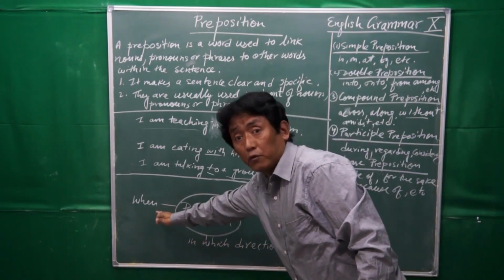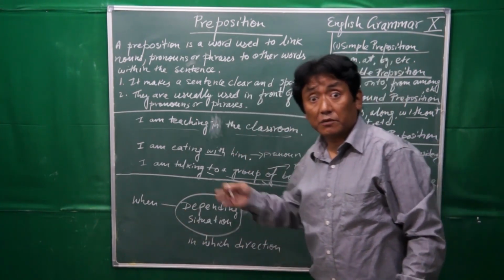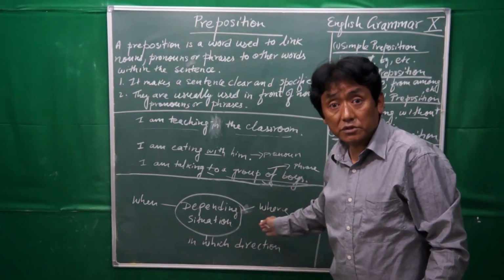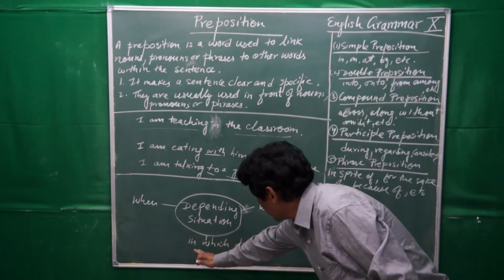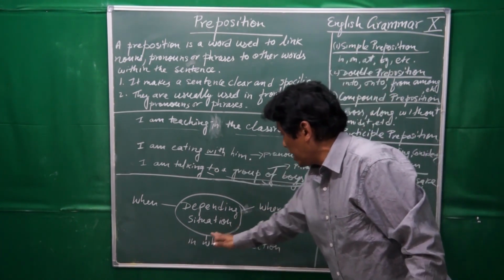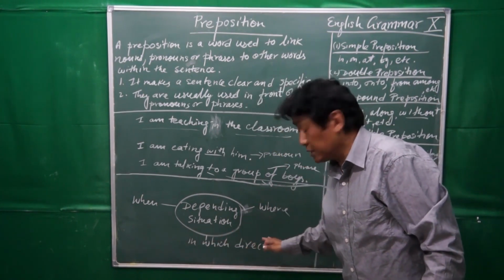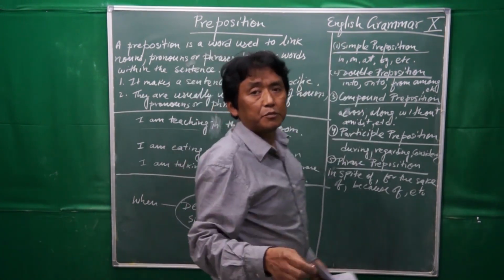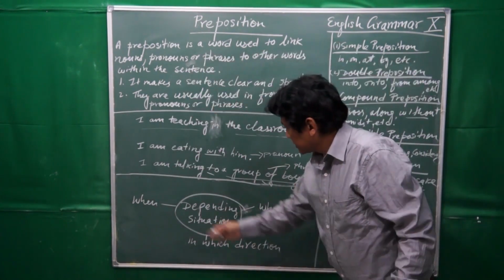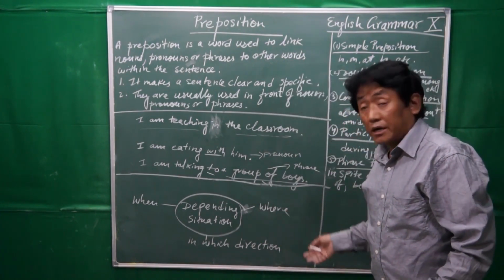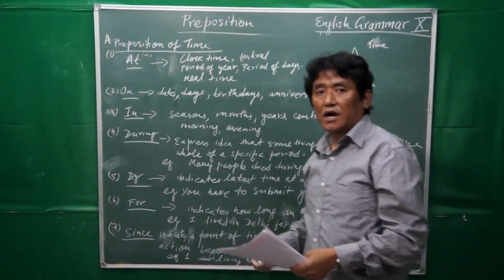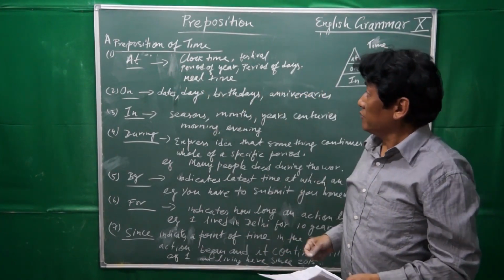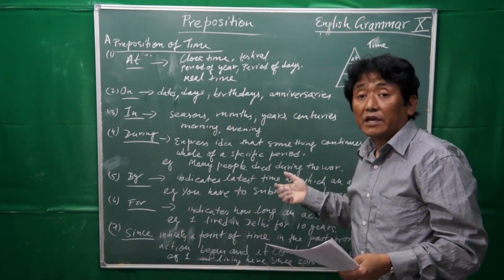Okay? For example, over here, when. When means preposition of time, right? And then over here, where. Where means preposition of place and position. Okay? And then over here, in which direction? That means preposition of direction and movement. Okay, based on that, we can write the types of prepositions also using time, place, direction, and movement. Okay, the first one is preposition of time. Preposition of time indicates when something happens.